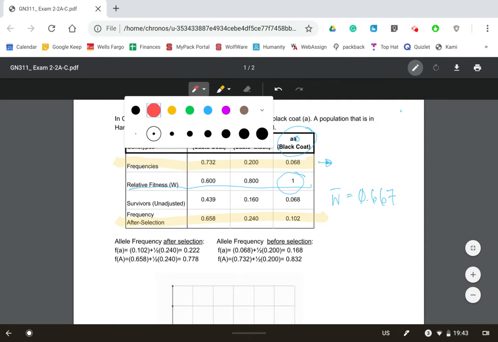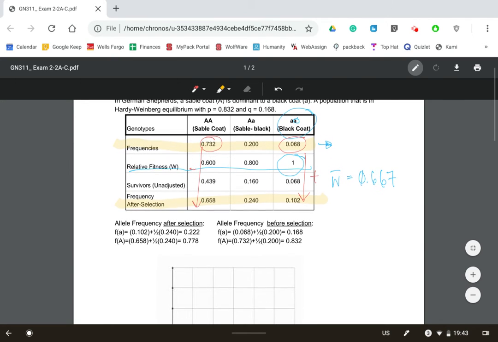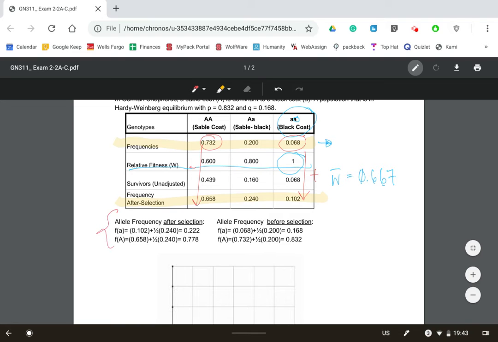And comparing our genotype frequencies before and after, you're going to notice that the black coat frequency is going to increase, whereas the frequency for having a sable coat is going to decrease. And that's also going to be reflected in our allele frequencies before and after selection.